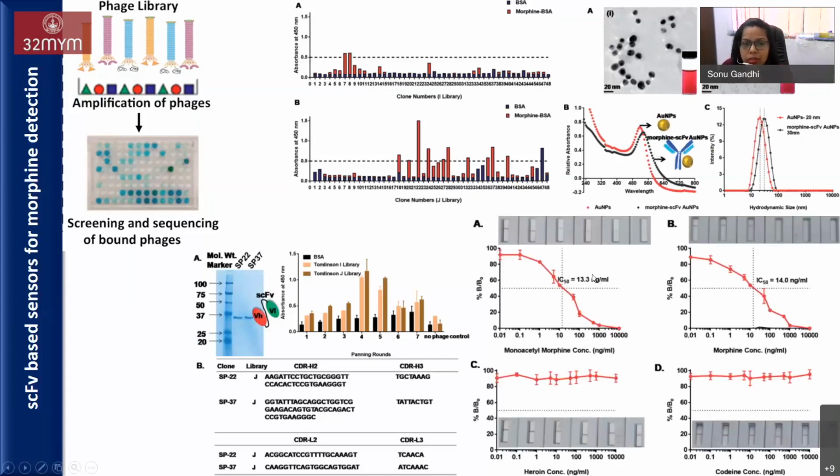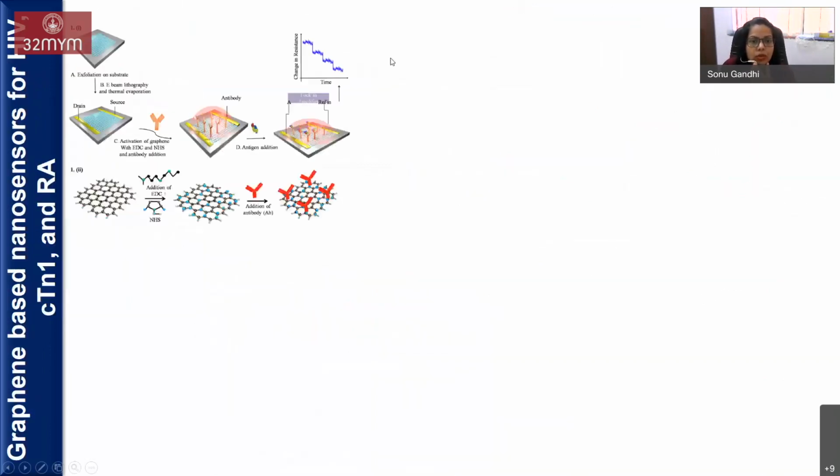And after that we developed the LFA, where you can see that the sensitivity and specificity of this was for the two most closely related drugs rather than heroin and codeine. So it is not binding with them. The specificity and sensitivity of this is quite similar to the IgY based assays. Then the second, the FET device, the field effect transistors, we developed this for HIV, cardiac biomarkers and rheumatoid arthritis.